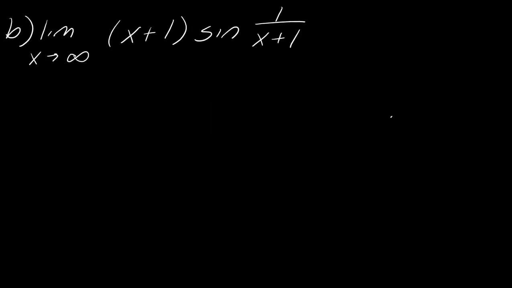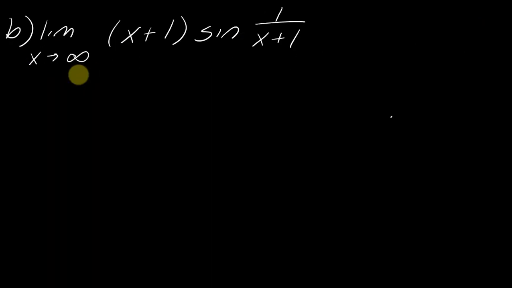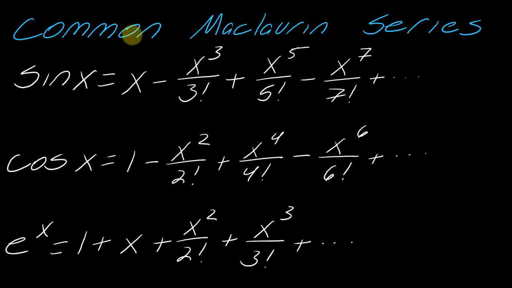Okay, so for our next limit, I've got x plus 1 times sine of 1 over x plus 1. Like I said, this will be infinity times 0, so that is technically an indeterminate form. I'm just going to sort out the algebra first. So I'm going to use my Taylor series of sine of x. And now where I see an x, I'm going to replace it with what I see here, which is 1 over x plus 1. So all of these x's will become 1 over x plus 1.